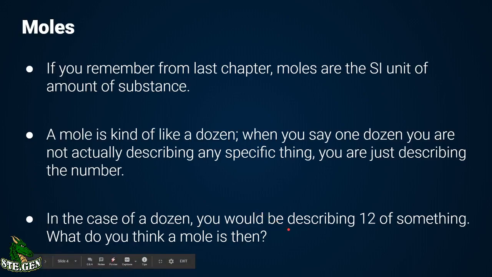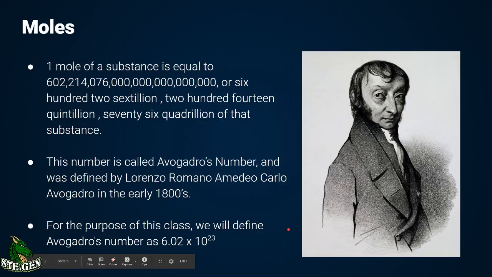When you say that you have a mole of something, you are describing 602 sextillion, 214 quintillion, 76 quadrillion of something. Or, as we'll usually abbreviate it, like it says down here, 6.02 times 10 to the 23rd. That is going to be our number for a mole. So 1 mole of anything is 6.02 times 10 to the 23rd of that thing.